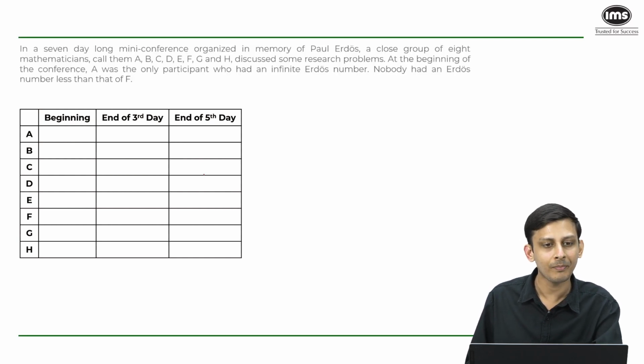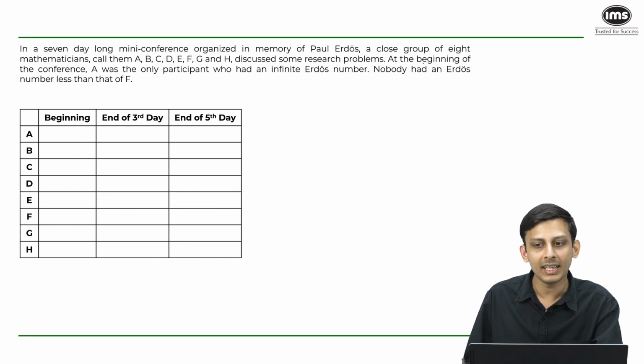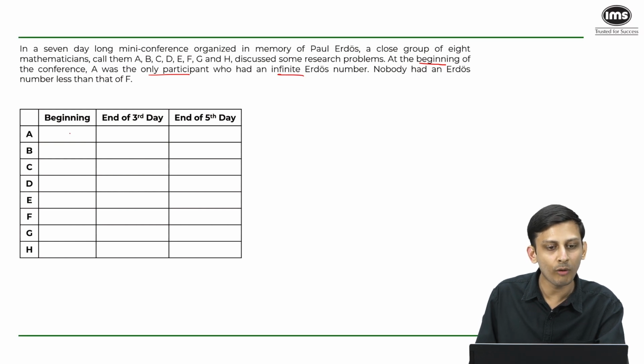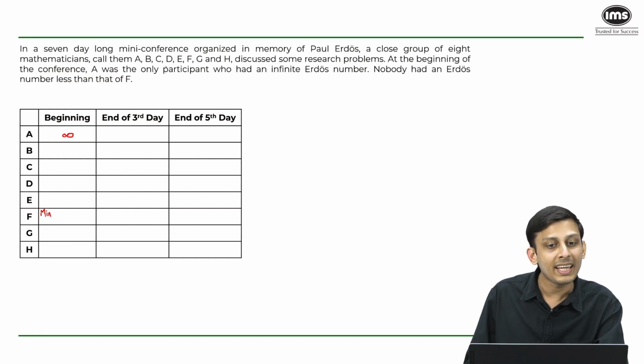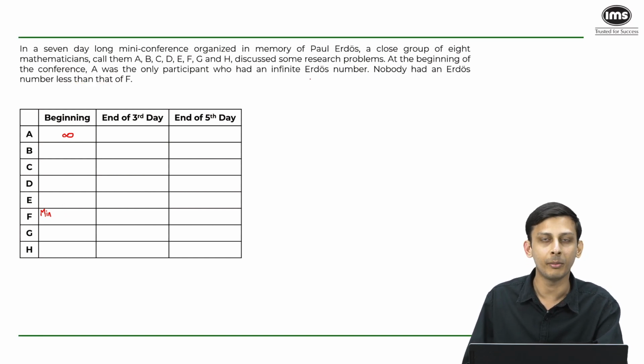So let's start from the beginning. So it was given that at the beginning, A was the only participant who had an infinite Erdos number. So at the beginning of the conference, A's Erdos number was infinite. Then nobody had an Erdos number less than that of F, which means F had the minimum Erdos number at the beginning of the conference. So we can just mark it here, minimum. Also, A was the only participant with an infinite Erdos number. That means A must have had the maximum Erdos number, infinity. No one can have more than that. And A is the only one here. Okay, so this is what we can get about the beginning of the conference.